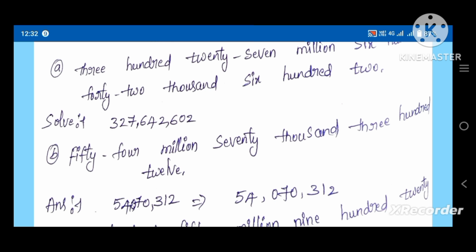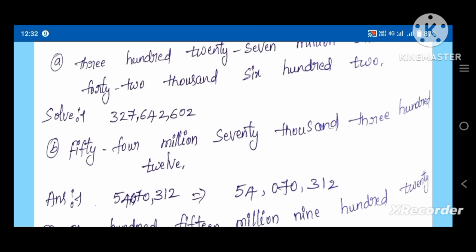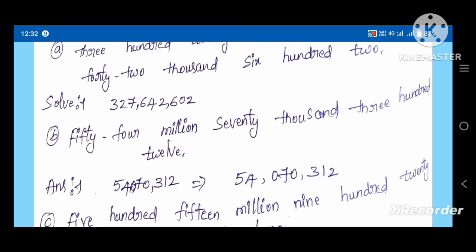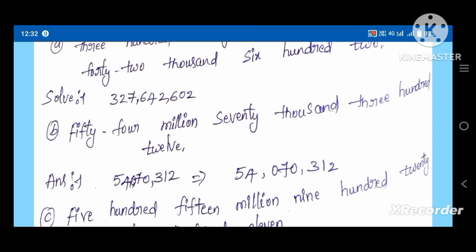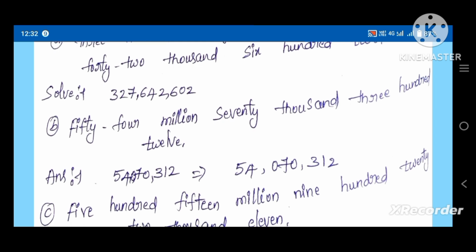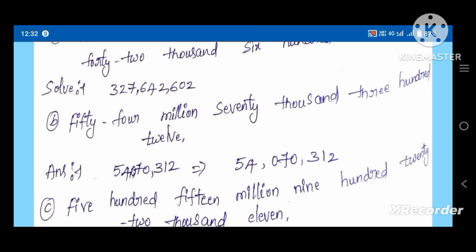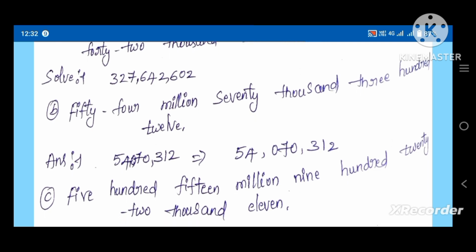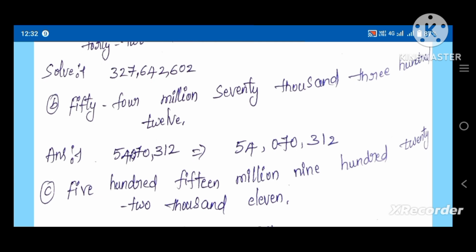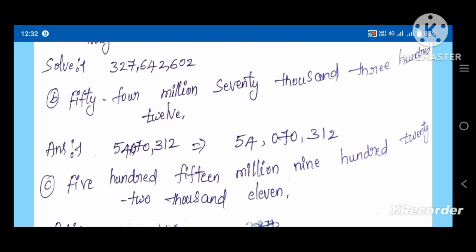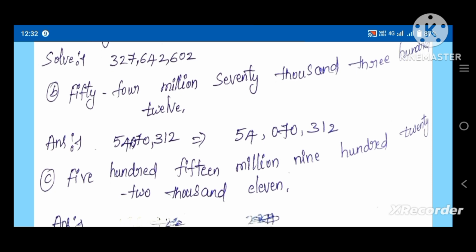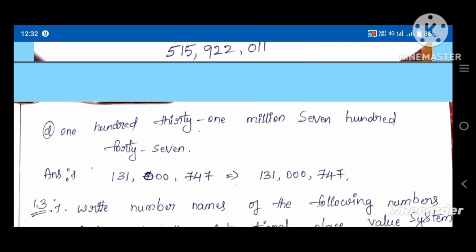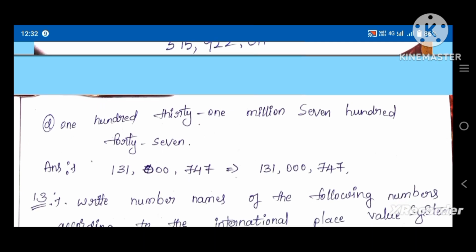1.2 Write the numbers for the following number names. A: 327,642,602. B: 54,070,312. C: 515,922,011. D: 131,747.